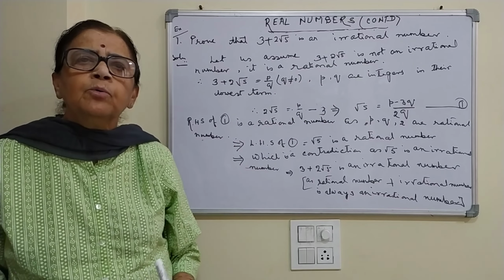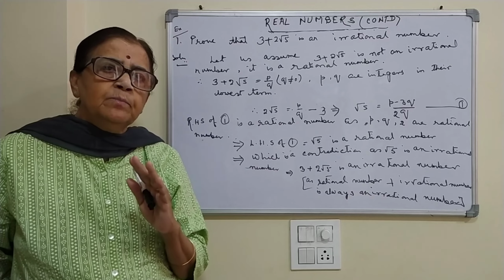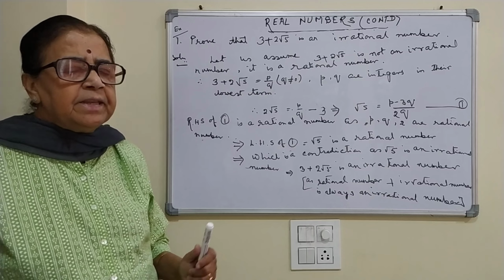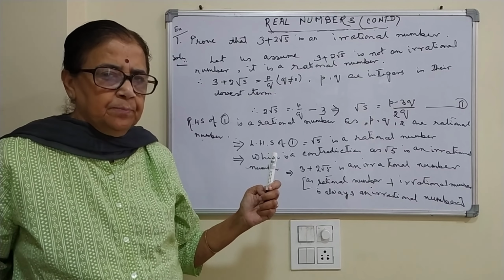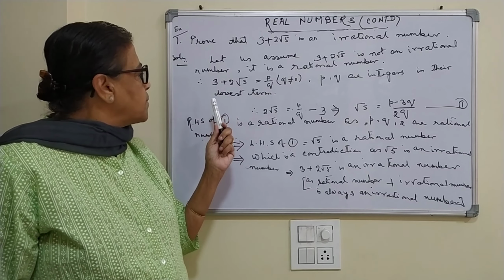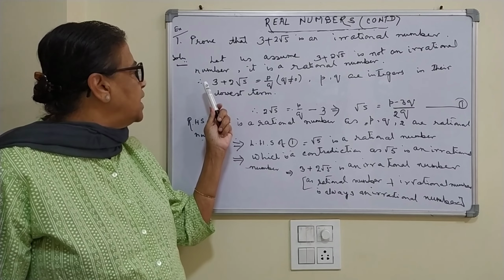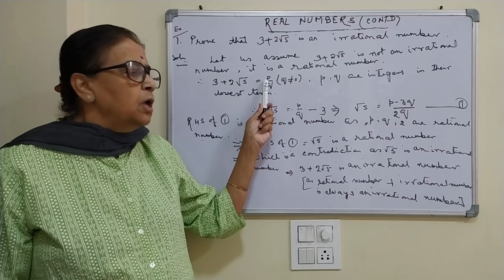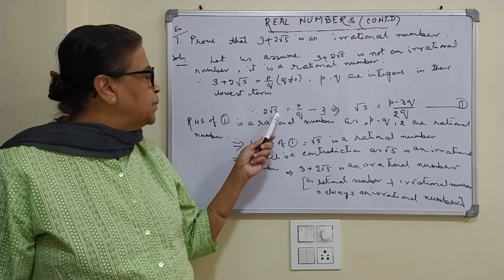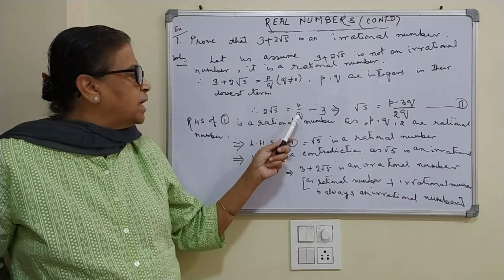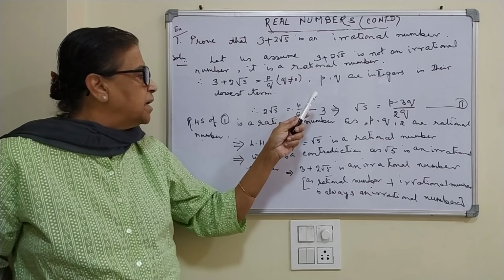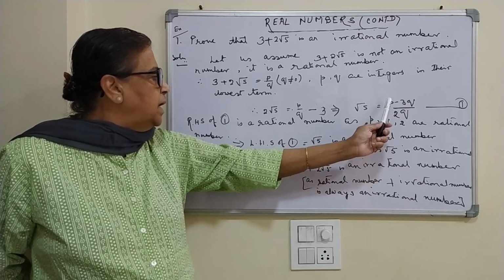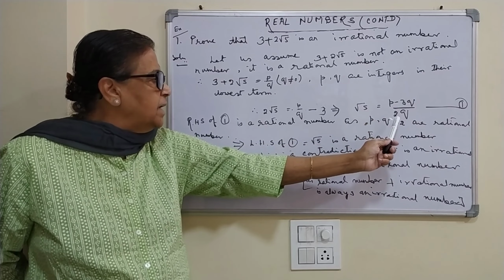So a rational number, you know, can be expressed in terms of P by Q, Q not equal to 0, and P and Q are integers in their lowest term. Then I can write 3 plus 2 root 5 is equal to P by Q. So here 2 root 5 I keep on one side, and P by Q minus 3 has gone to that side. So I have taken the LCM and solved it. That is P minus 3Q divided by 2Q.